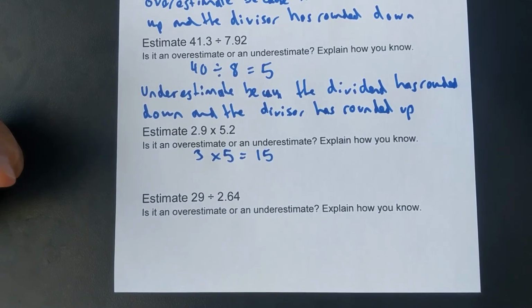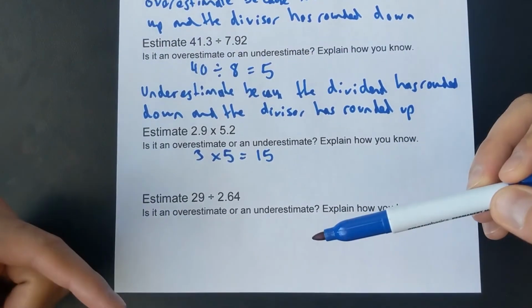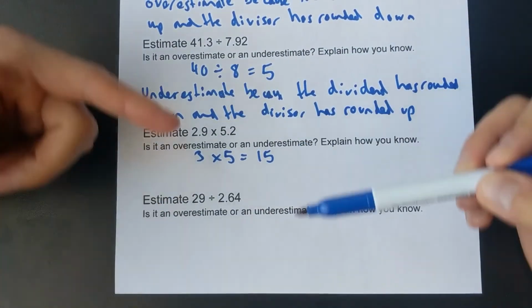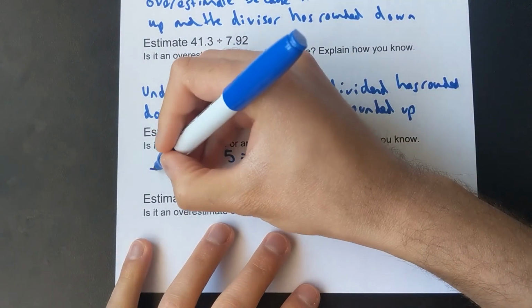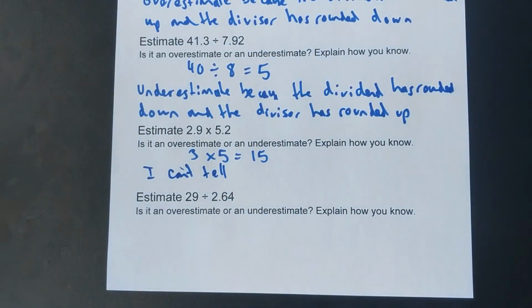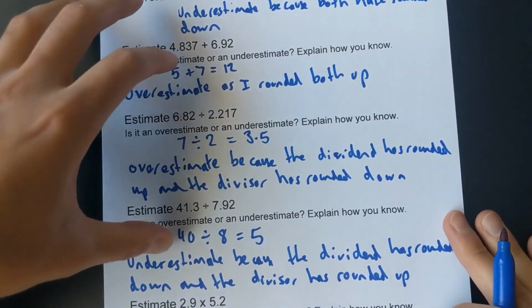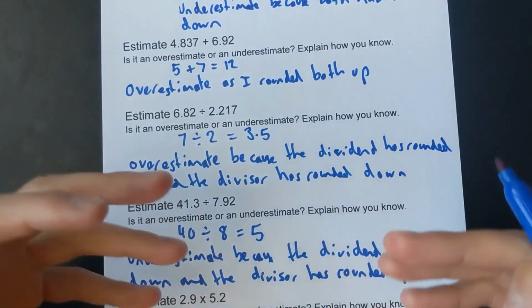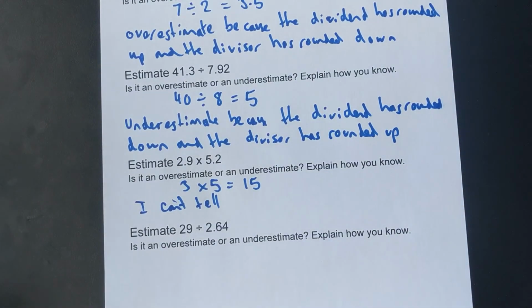Okay, well, remember what we said with multiplication, if I round both of them up, it's definitely going to be much bigger. If I round both of them down, it's going to be definitely much smaller. Here I've gone in opposite directions with multiplication. Here, I can't tell. It could be an overestimate, it could be an underestimate. There's no way for me to tell. All these other ones definitely was an overestimate or definitely was an underestimate, because they both moved in the correct direction to tell me that. Here, I can't tell. With multiplication, if they've gone in different directions, I can't tell.